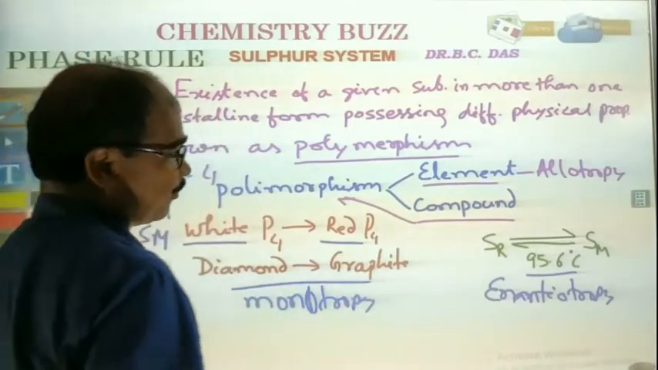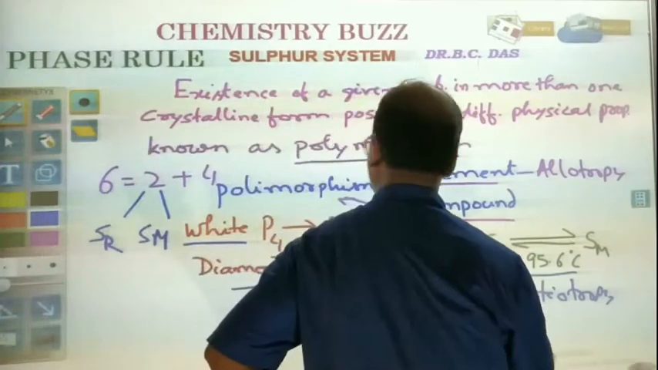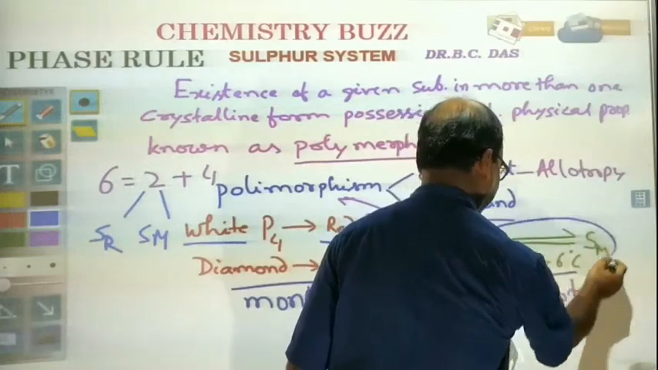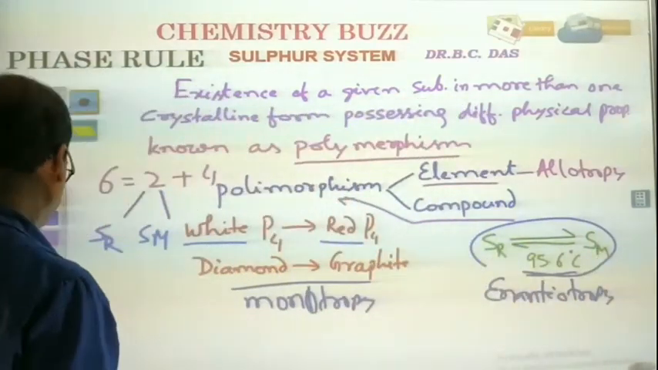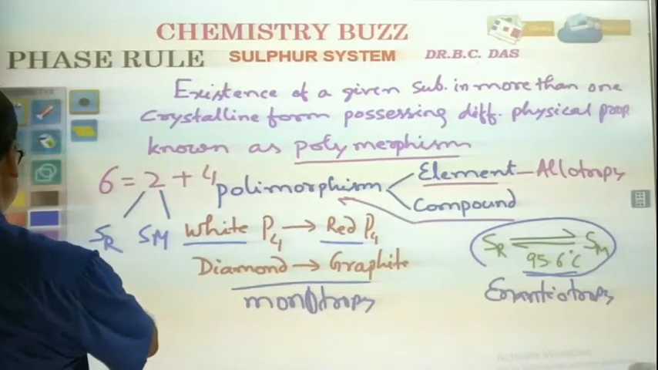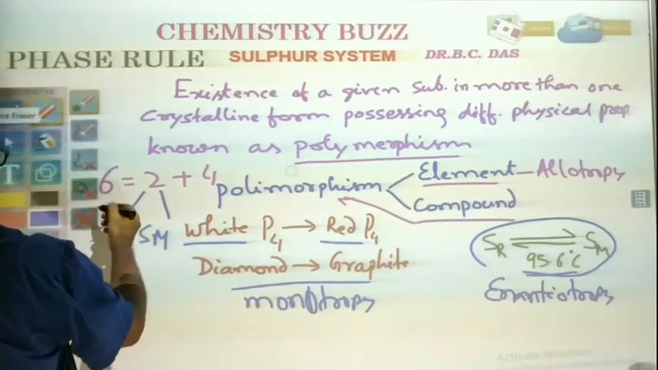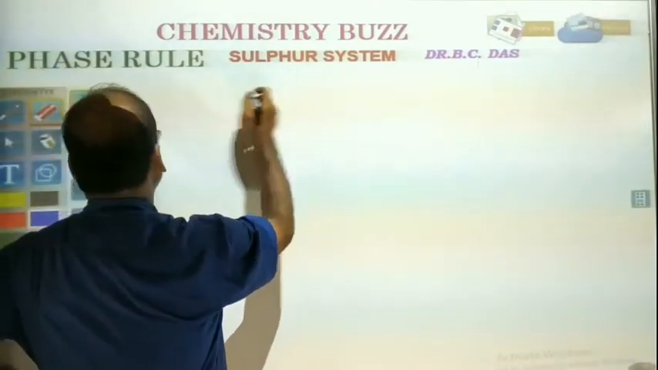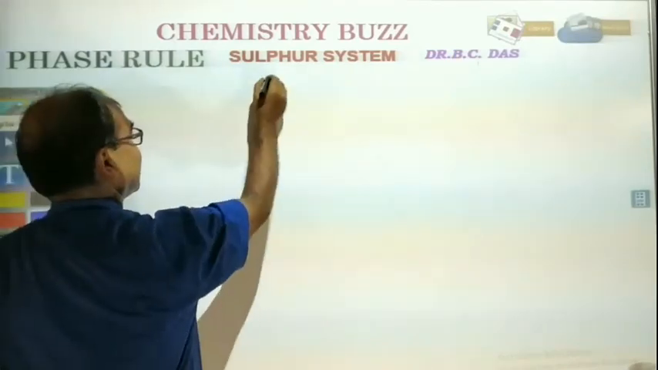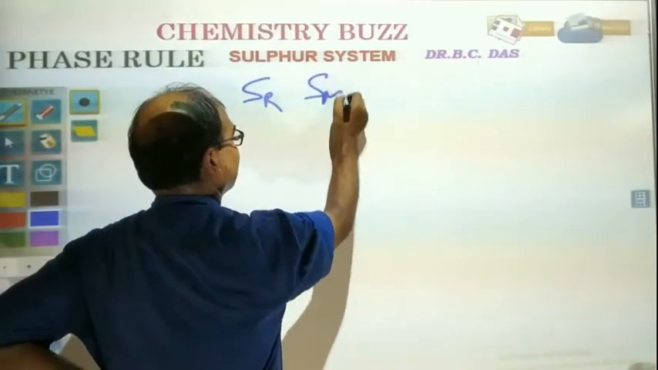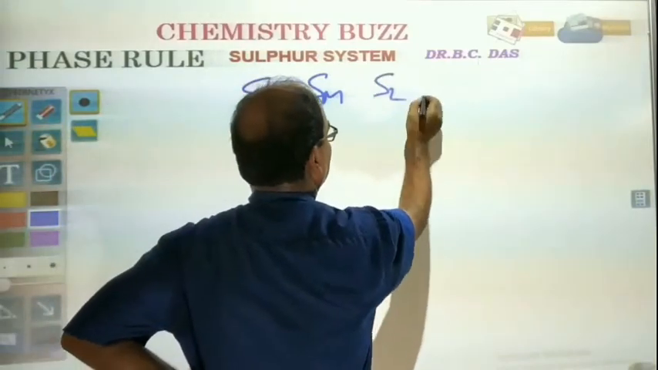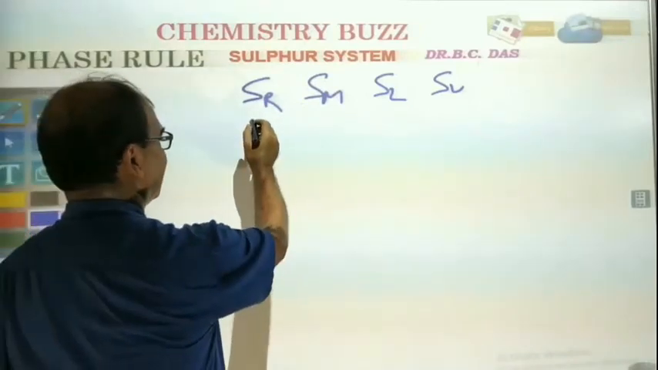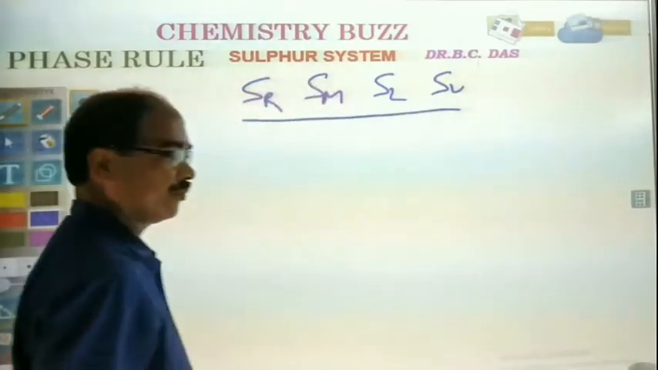So sulphur exists in the 2 crystalline forms. For the phase diagram, we are considering these crystalline forms. So we have 4 phases of sulphur, that is rhombic sulphur, monoclinic sulphur, liquid sulphur, and sulphur vapor. So we are considering the 4 phases of sulphur.